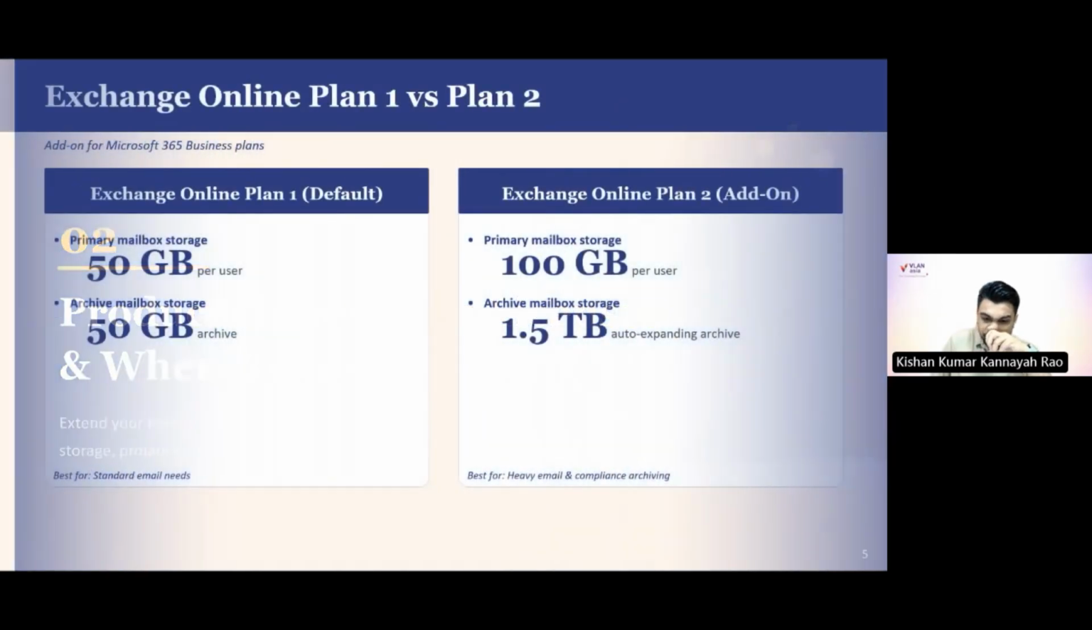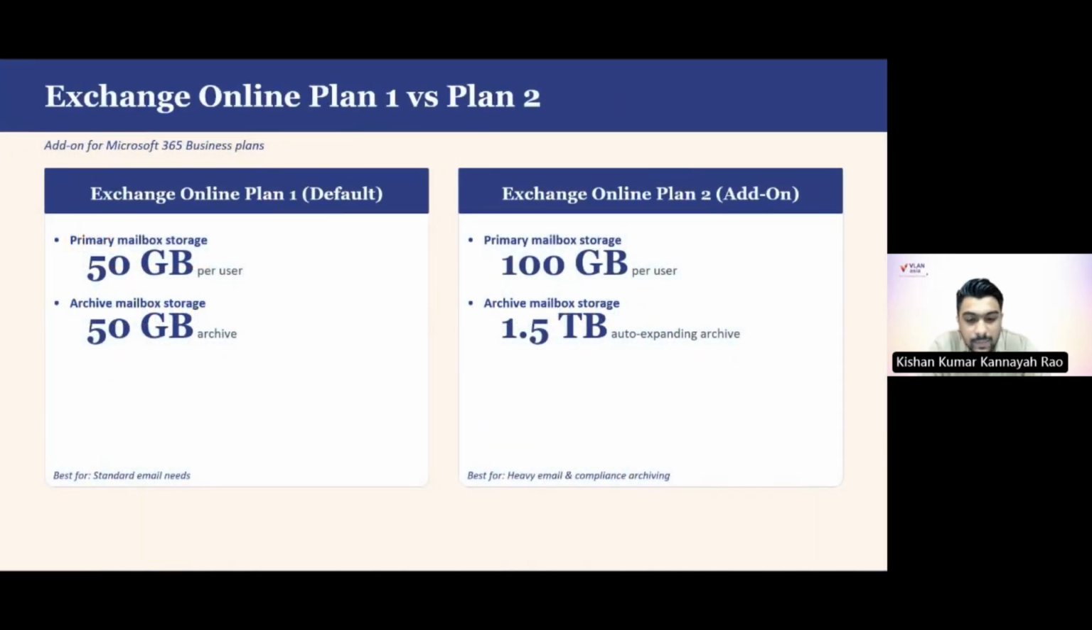Okay. So the first part here is basically Exchange Online Plan 1 versus Plan 2. First of all, everyone should understand what Exchange Online actually is. Exchange Online is the email service that Microsoft provides. Everyone will think, do I get Outlook, right? Outlook is actually an application. Exchange is the email service that Microsoft is providing, right?